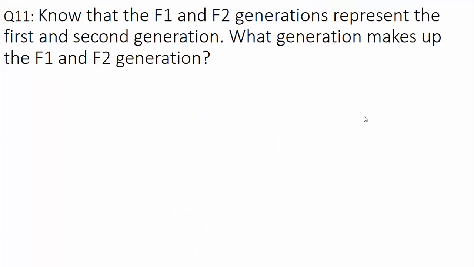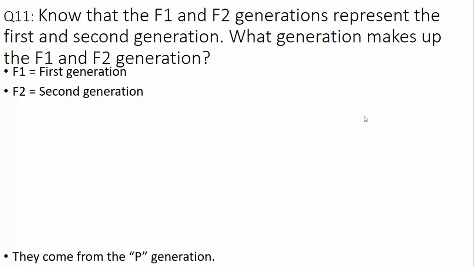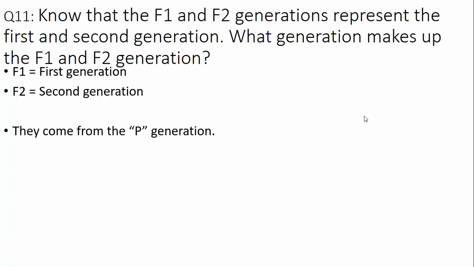Number 11, know that the F1 and F2 generations represent the first and second generation. What generation makes up the F1 and F2 generation? So we're given the fact that F1 means the first generation, F2 means the second generation. Now, where does the F1 and F2 generation come from? Well, initially they come from the P generation. So the P generation stands for the parental generation.